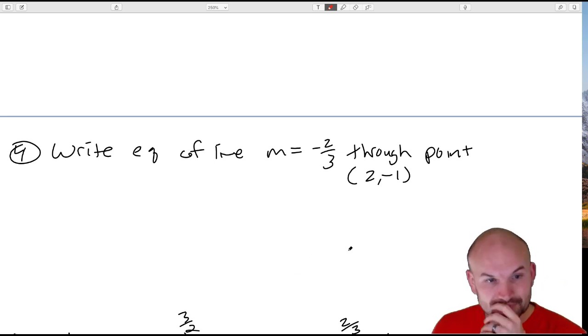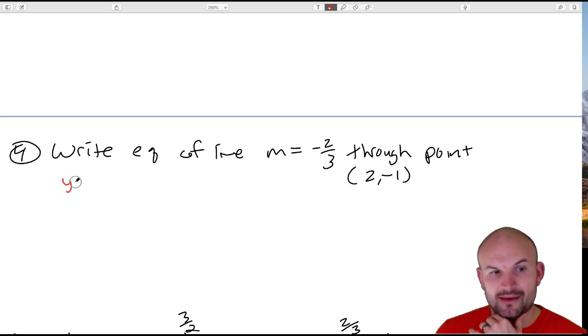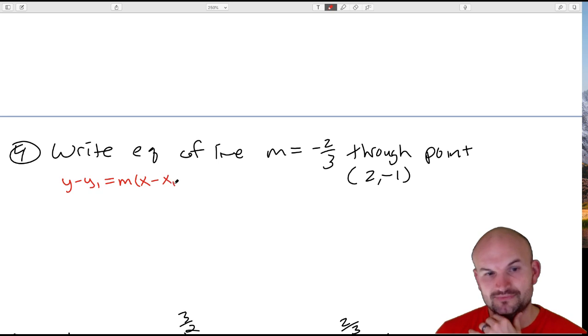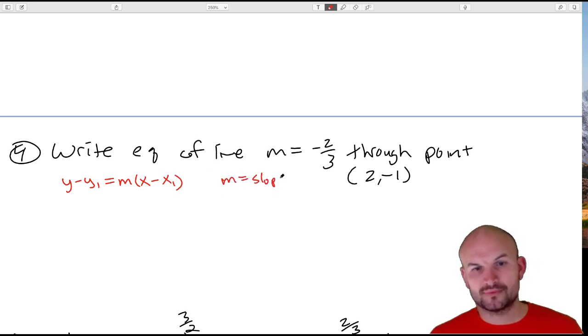All right. So next one is write the equation of a line given m equals negative 2/3 through the point 2 comma negative 1. Now, there's a couple different ways you might see the slope-intercept form or point-slope form. The form that I like the best is y minus y1 equals m times x minus x1, where obviously m is going to equal the slope, and x1, y1 represents the point.